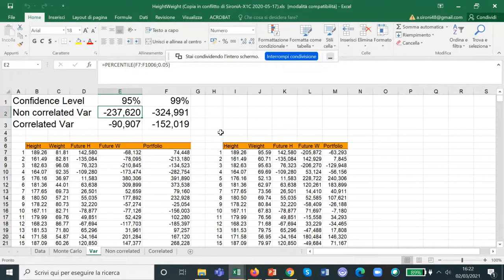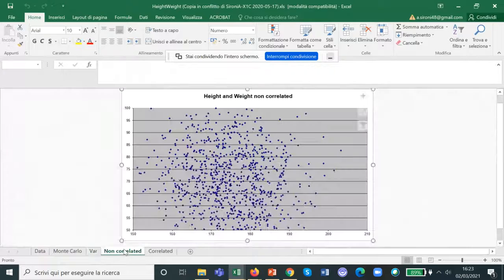If you don't take into account this hedge, this correlation, the value at risk is much higher than if you take into account correlation. This correlation is based on the portfolio value that you have here, which is also reflecting correlation, while this is not, okay? And you can see that in the charts here.